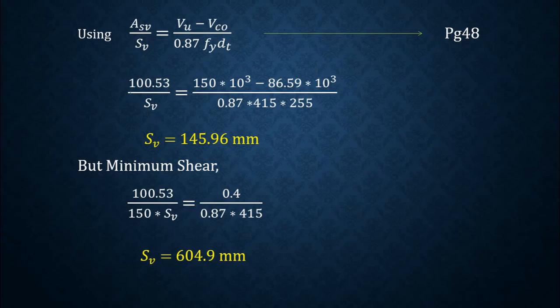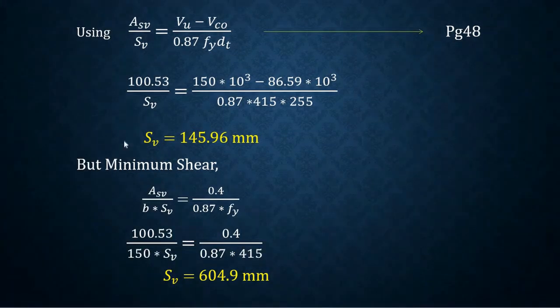So ASV is 100.53 is equal to (150 into 10 power 3 minus 86.59 into 10 power 3) whole divided by 0.87 into 415 into 255. Here I have just converted kilonewton into Newton. Therefore, the spacing of stirrups is 145.96 mm.